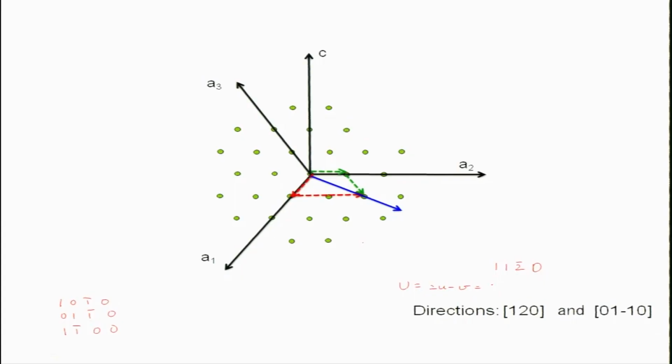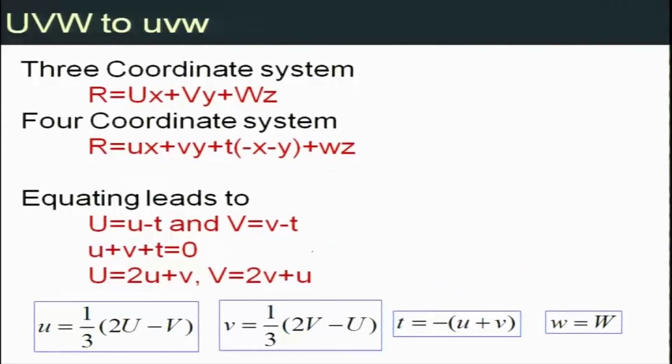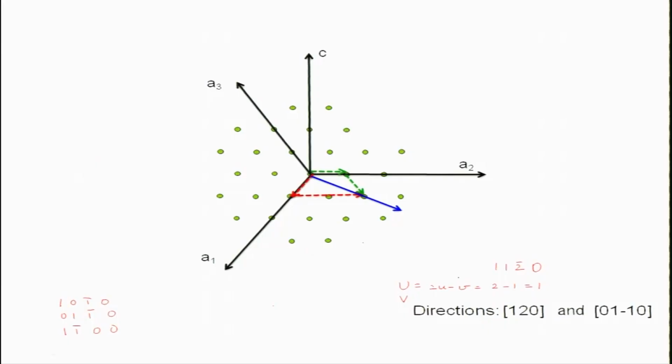So this will become 2 minus 1, 1. Sorry, 2u plus v, I am sorry, 2u plus v. So this will become 3. Okay. v is equal to 2v plus u. This will become again 2 plus 1. This is 3, and w is w. So this direction will be 3 3, which is nothing but 1 1 0.